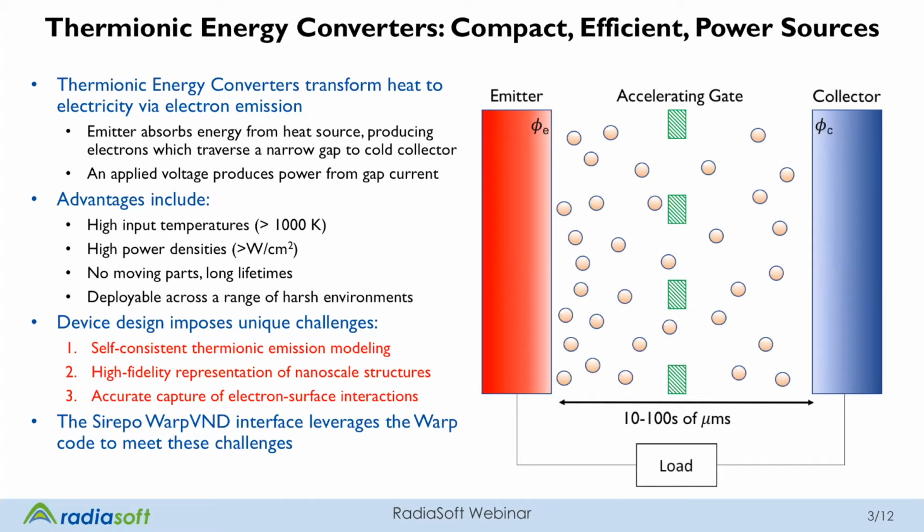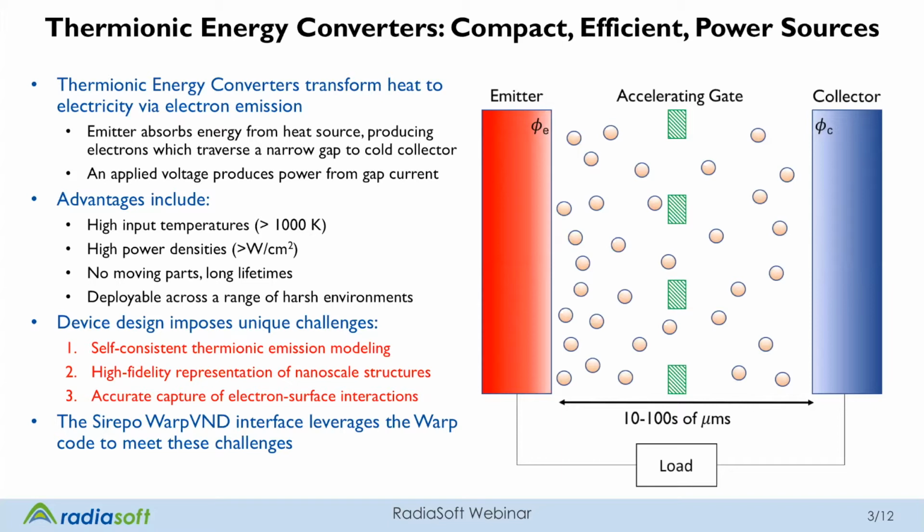However, their design is still rather quite challenging, and it imposes a certain number of unique demands on modeling tools that are used for their design. Some of these challenges that I'm highlighting and we'll discuss a little bit more today include the needs for self-consistent thermionic emission modeling. You really need to be able to capture all of the various facets of the electron emission, including the self-consistency of the emission and space charge buildup in the gap.